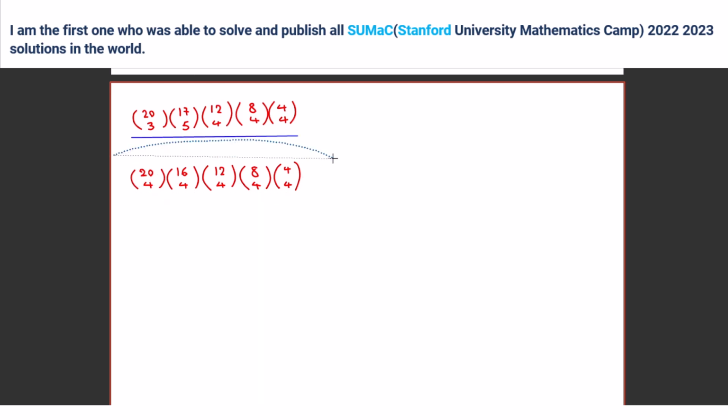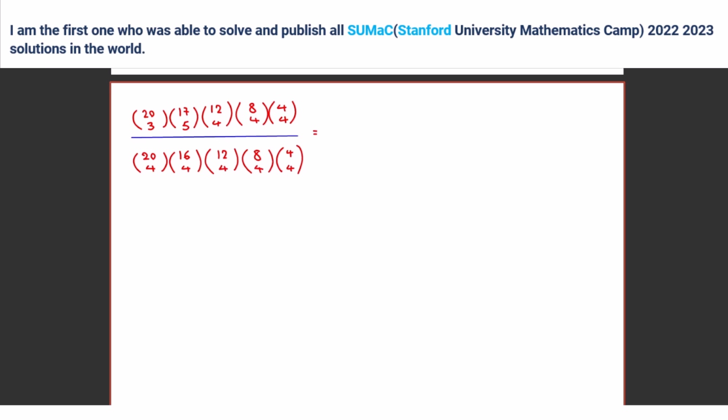Can you tell me 20 choose 3 is what? 20 times 19 times 18 over 3 times 2, or 6. Next one is what? 17 to 13, and then over 5 factorial, 120.